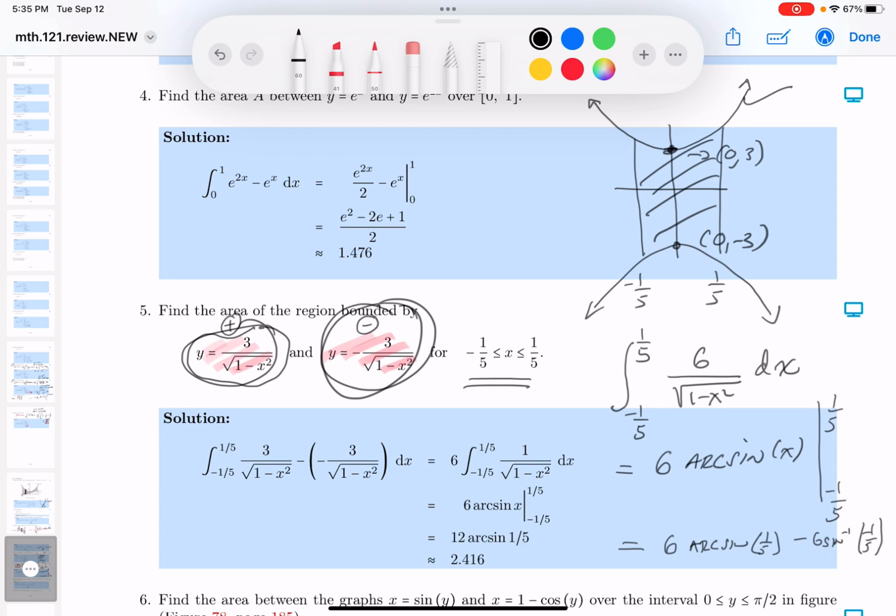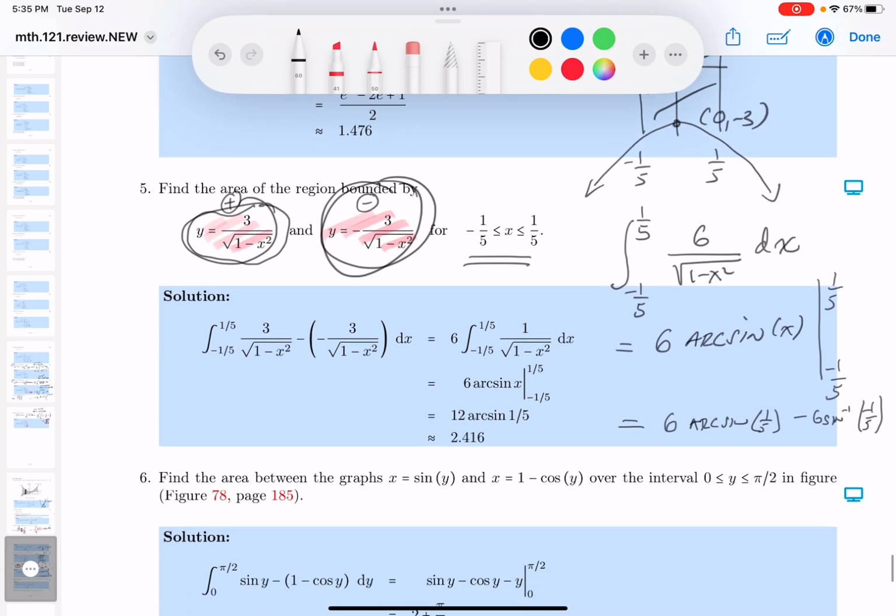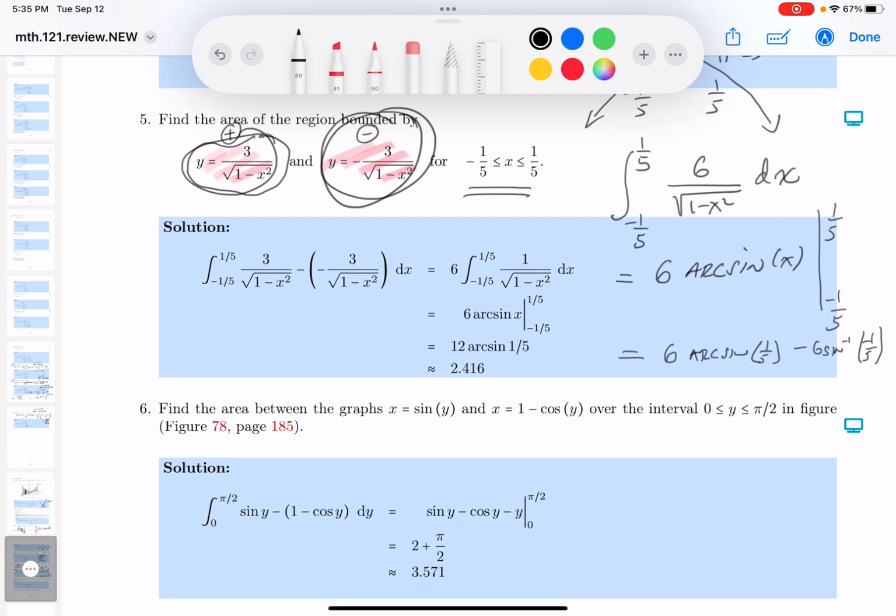All right? But anyway, what's nice about the arc sine function is I can probably simplify a little tiny bit, and I'm going to simply say this is the same thing as 6 arc sine of 1/5 plus 6 arc sine of 1/5. All right?